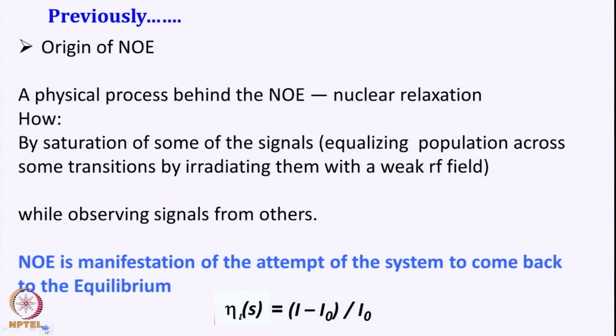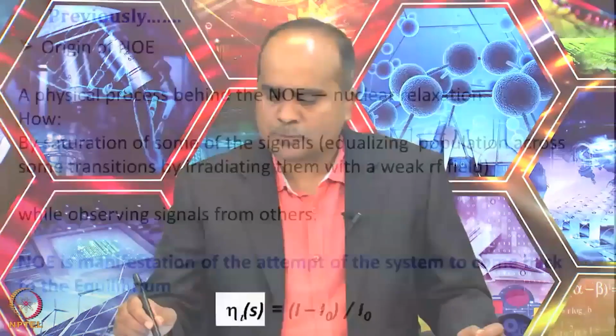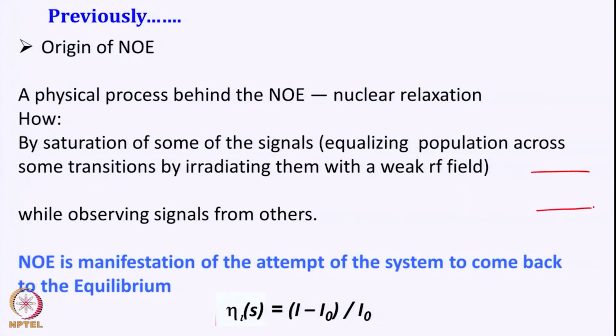So, how is it done? We have two signals which are somehow coupled through space and we saturate one signal. By saturation we mean we equalize the population across the transition by irradiating with a weak field. So, there are two levels here and we apply a weak RF pulse here, and this equalizes the population between those two states. And then we observe what is happening to the other signal.